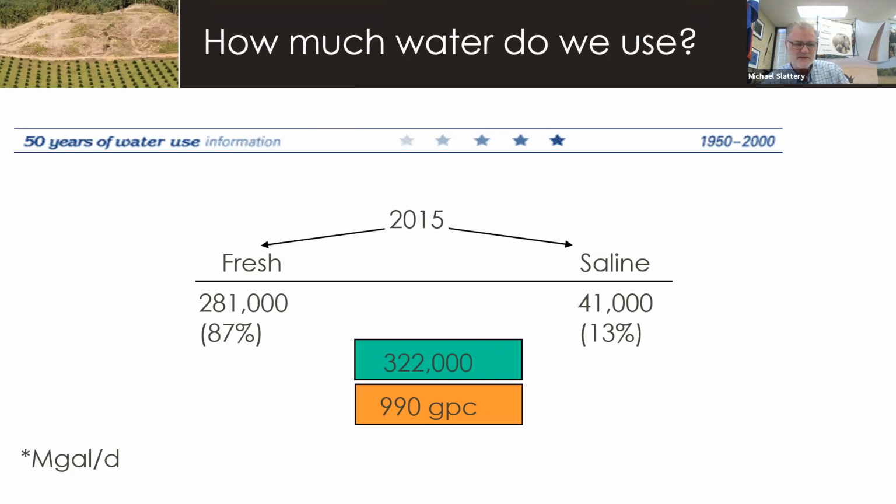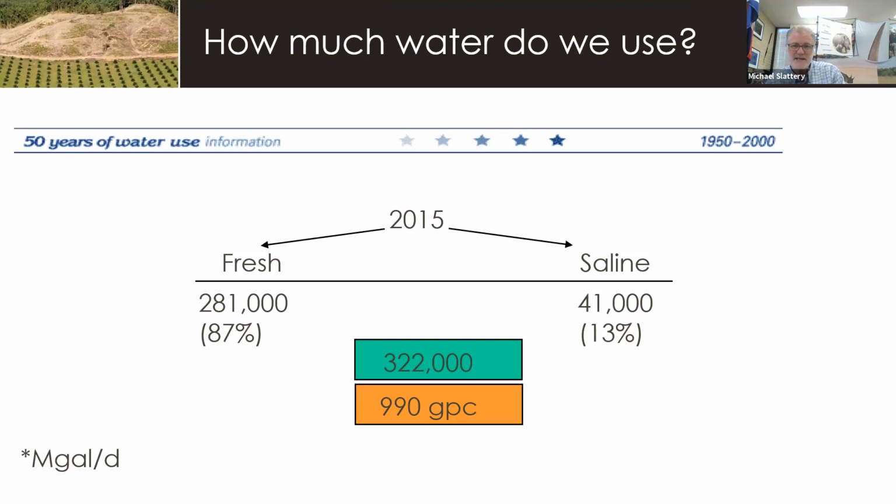The million gallons per day is the official unit. I don't know why they just don't report everything in billion, because it's a little cleaner. But I need to stick to the actual data that's reported. So in 2015, we were taking out 322 billion gallons of water every day. 87% of that, or 281 billion or 281,000 million gallons, was fresh water, and about 13% was saline water for various uses, including desalinization. There are some desalinization plants here in the US. So that's how much water we withdraw, 322 billion gallons.